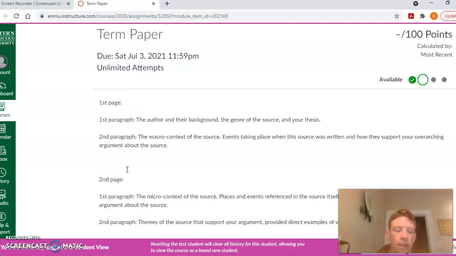This is the outline that I recommend that you follow. On the first page, in the first paragraph, you explain who the author of your source was, their background, and do that in a sentence, maybe 2 sentences.